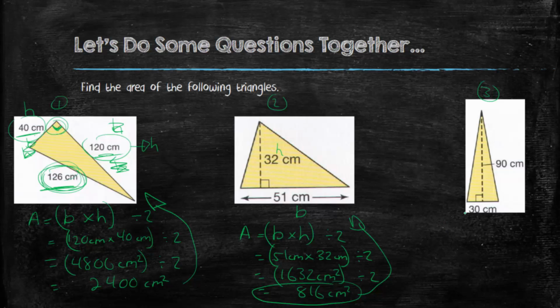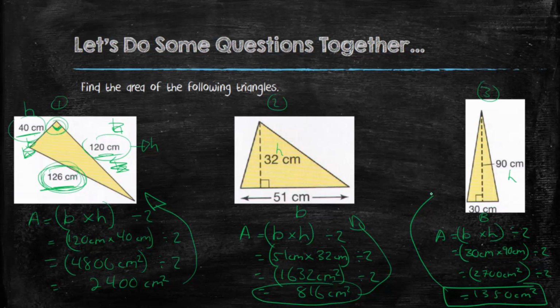Lastly, we've got this triangle, and that's a pretty easy one too. This is the base, and this is the height. So area equals base times height divided by 2. Well, base is 30 centimeters. Height is 90 centimeters. Dividing this by 2. Well, what's 30 times 90? It's 2,700 centimeters squared. Divide that by 2. Well, what's 2,700 divided by 2? It's 1,350 centimeters squared. Okay, that's the area of this triangle.